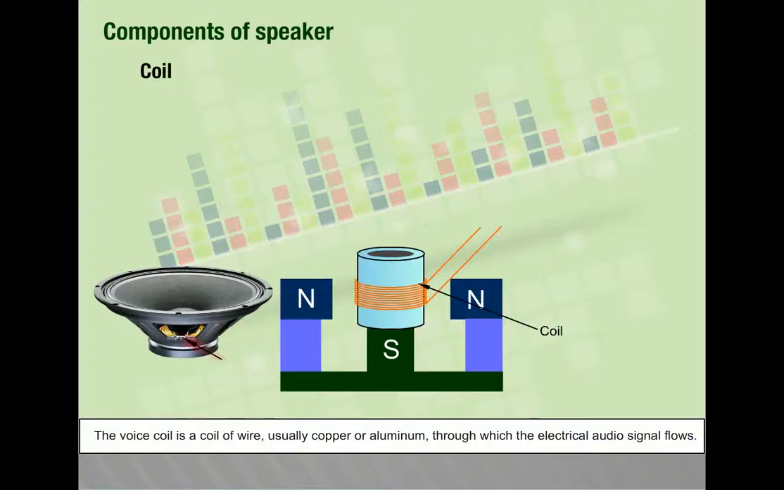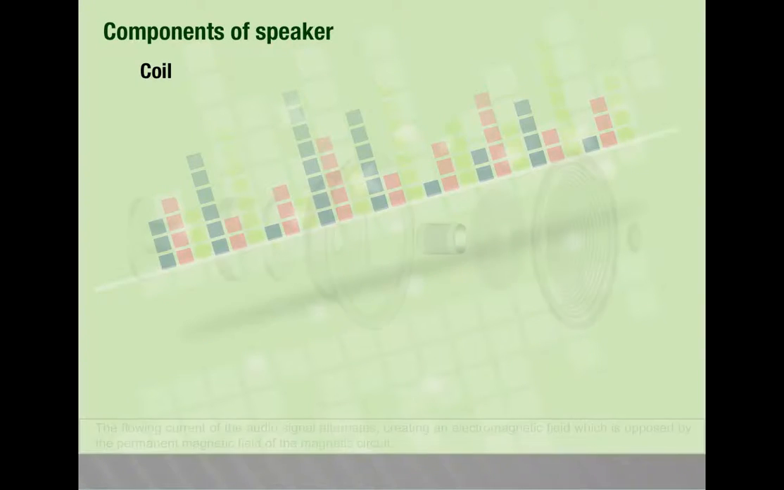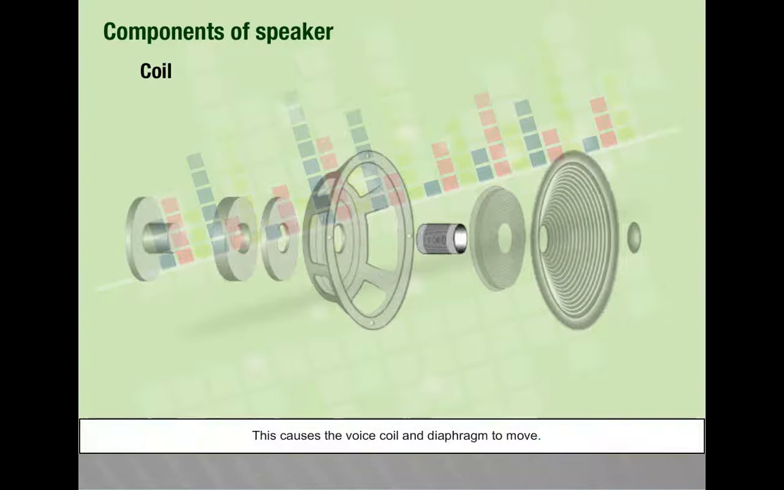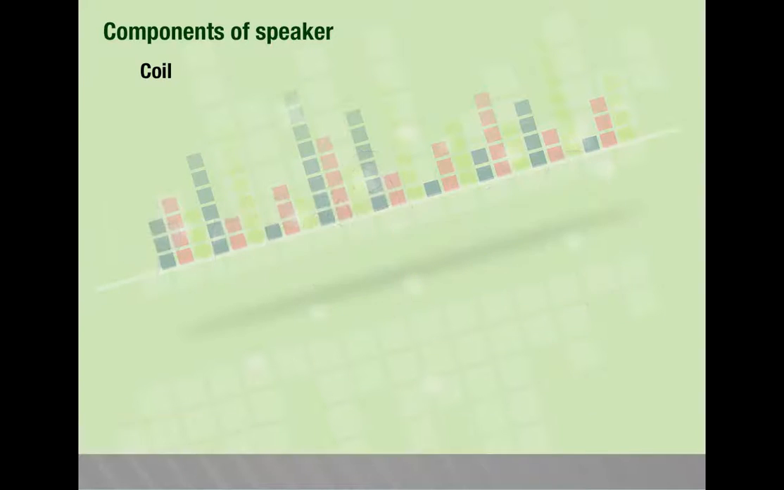Coil. The voice coil is a coil of wire, usually copper or aluminium, through which the electrical audio signal flows. The flowing current of the audio signal alternates, creating an electromagnetic field which is opposed by the permanent magnetic field of the magnetic circuit. This causes the voice coil and diaphragm to move.